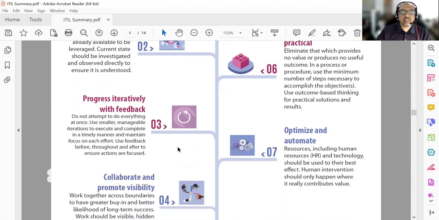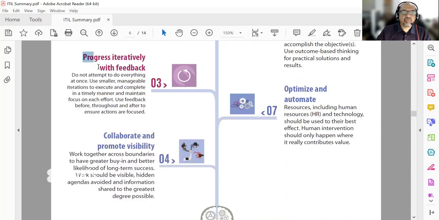Third concept, progress iteratively with feedback. So it's agile methodology here. We don't do everything at once. We can't do big bang. So we will decompose the big initiative, the big project, into smaller parts. So manageable iterations. So we can execute them, we can monitor, we can improve, we can get this feedback from different stakeholders and embed that in the next iteration. So we always improve.